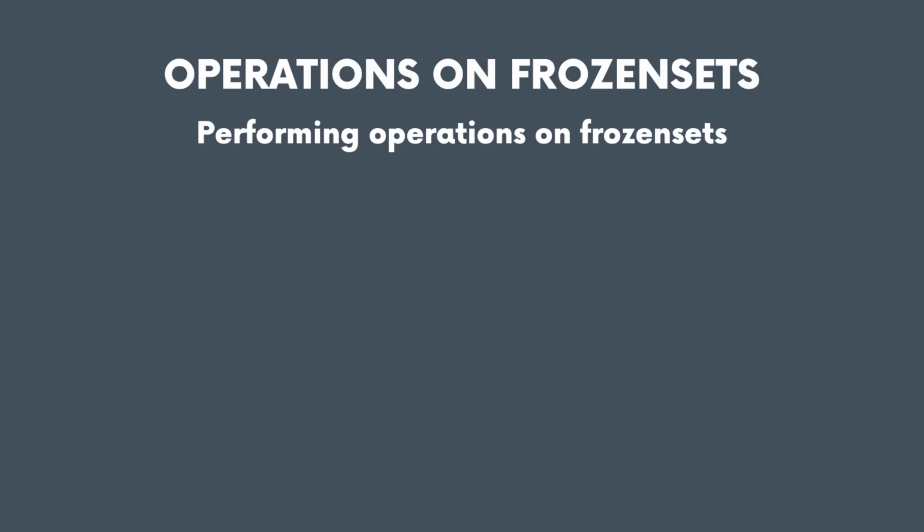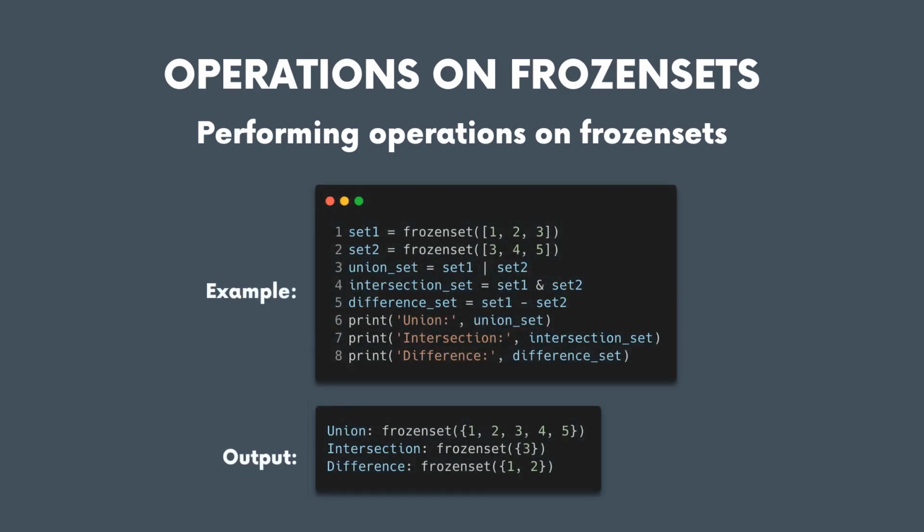Now let's perform some operations on Frozensets like union, intersection, and difference. We create two Frozensets, set 1 and set 2. We then perform union, intersection, and difference operations using the pipe, ampersand, and minus operators, respectively. Finally, we print the results.